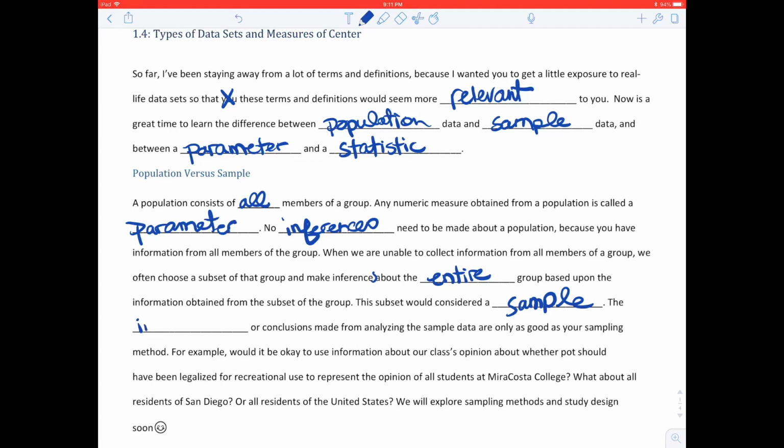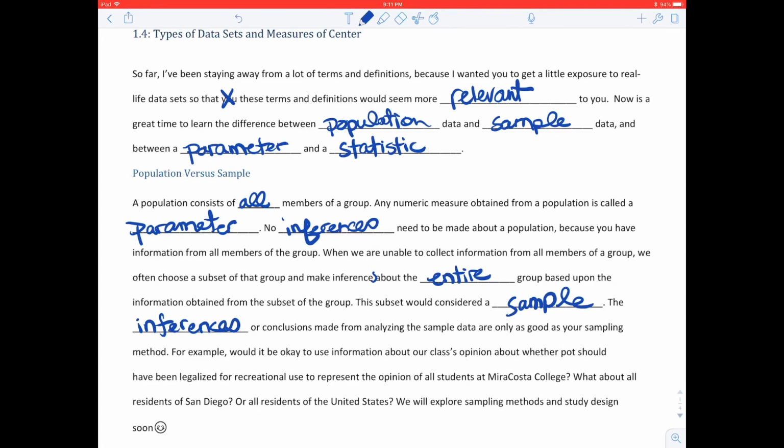The inferences or conclusions made from analyzing the sample data are only as good as your sampling method. All right, so just like with the census, right? The census, allegedly, everybody fills out the census. And so allegedly, that is population data. I say allegedly because I'm not sure that everybody responds to that data. But the intent of the census is to collect information from everybody in the United States, all right?